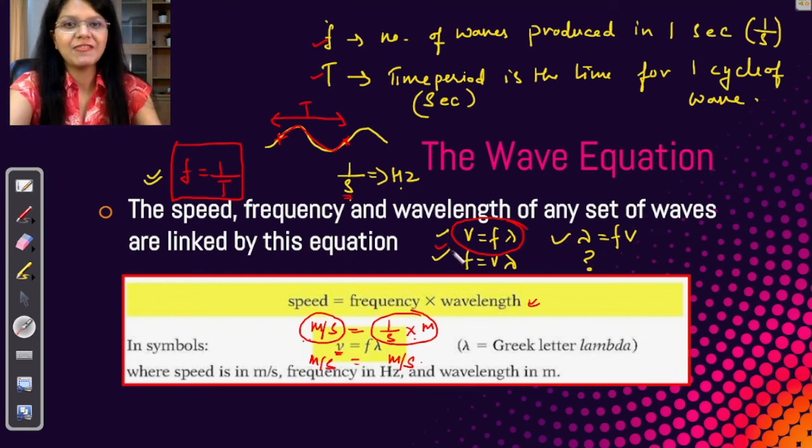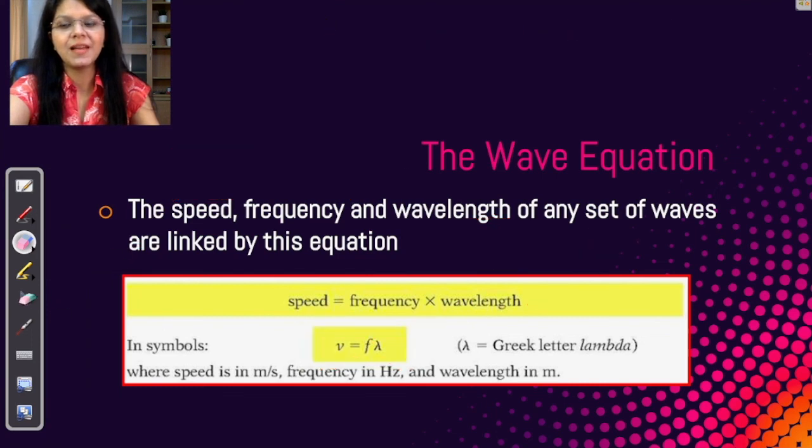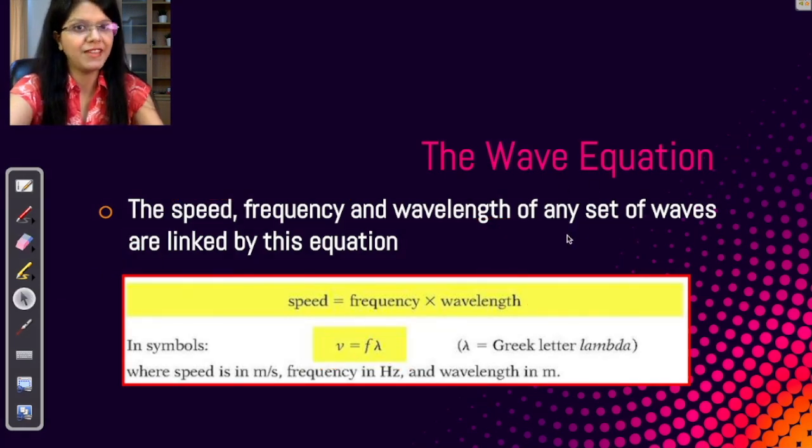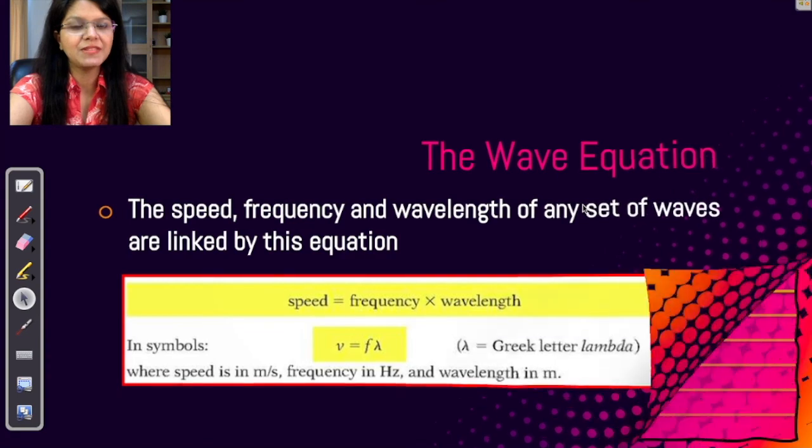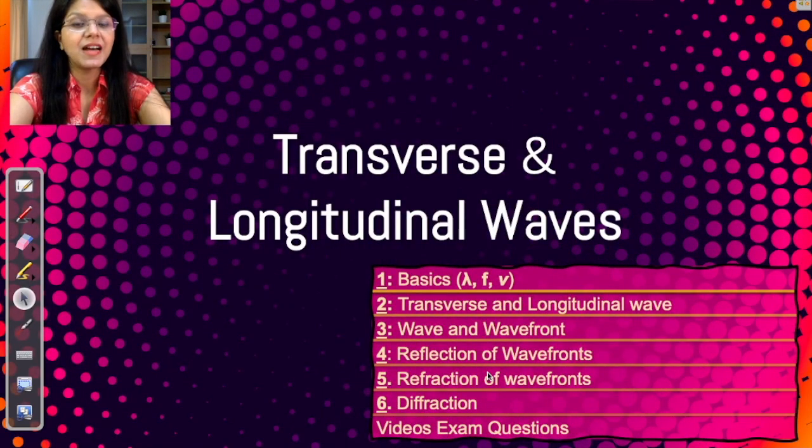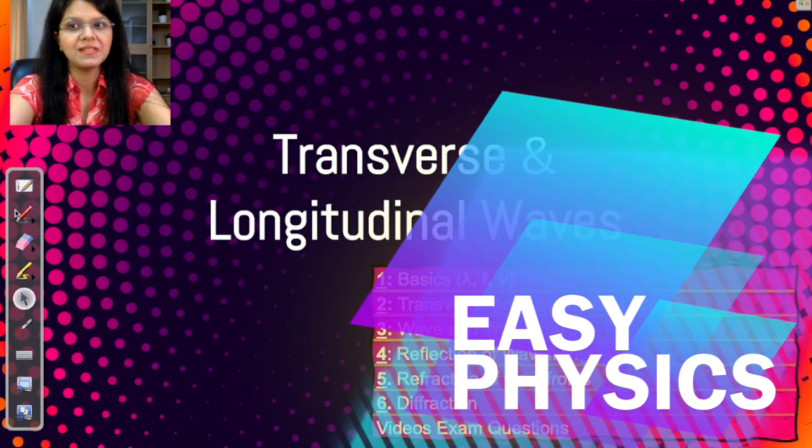So V is equal to F lambda is the correct formula, where speed we all know the SI unit is meters per second, frequency is hertz. Hertz is same as 1 over seconds and the wavelength is meters. Alright, so this was all about the basics of wave. In the next chapter, we'll be talking about the transverse and the longitudinal wave.